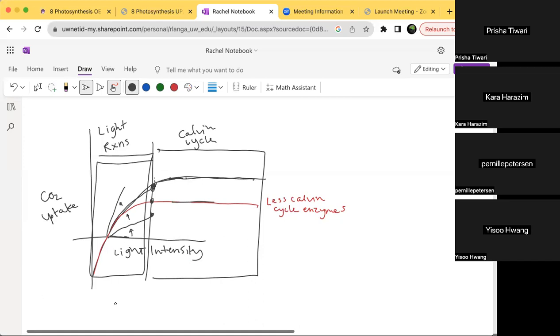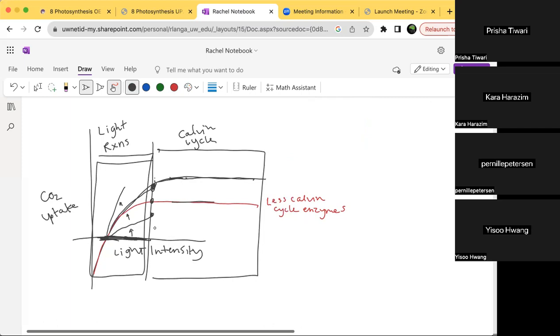Not the light reactions? Yes, yes. So throughout this region, it's not that the Calvin cycle isn't happening. We're just saying that the changes to the curve in this region are not dependent on the Calvin cycle, which is a controversial thing to say. I'm just saying that's what we're saying for the test.